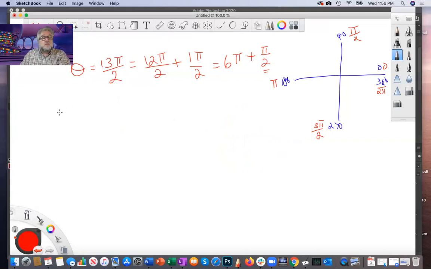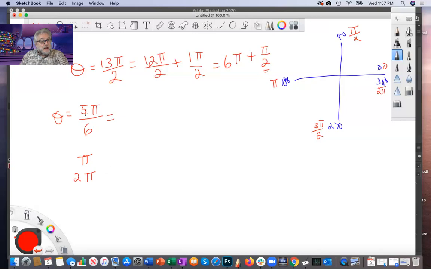Okay, let's take another one. Theta equals 5 pi over 6. Well, we want to see how many turns there are in here. So how many pi's are there? Pi would be halfway. How many 2 pi's are there? 2 pi would be all the way around. And this is closer to pi than 2 pi, right?